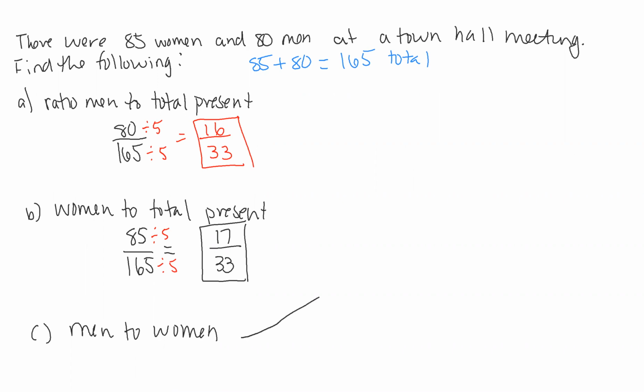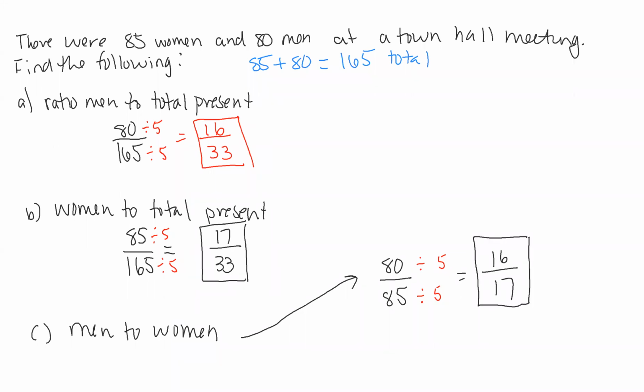Now, finally, I'm going to move the men to women over here just because I'm a little bit out of room. Now, there were 80 men total. There were 85 women total. So if I wanted to find the ratio of men to women, we would have, well, 80 divided by 5 is 16. 85 divided by 5 is 17. So that means for every 16 men, there were 17 women.